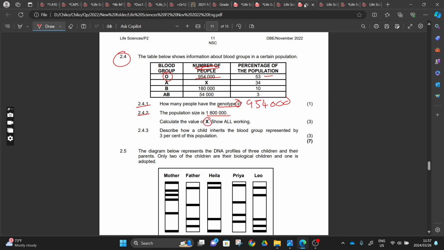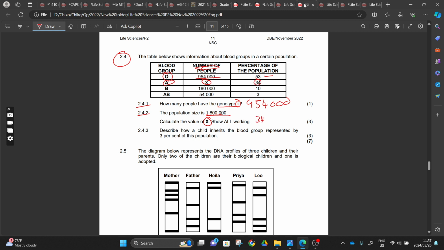1,800,000. Calculate the value of X. Show all calculation. And then we want the value of this X, which is A. Did we do this? I remember doing this. And then the population size is 1 million. Calculate the value of X. Show all calculation. And then we want this value of X, and we have 1 million, but we have the percentage. Yes, the percentage, we have 24.